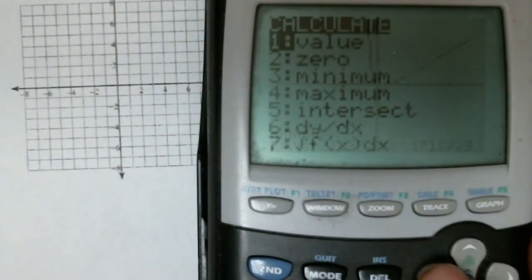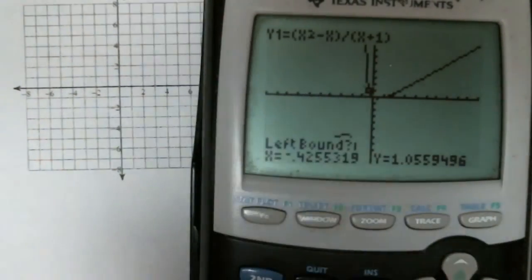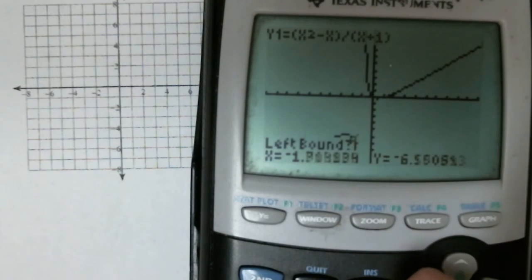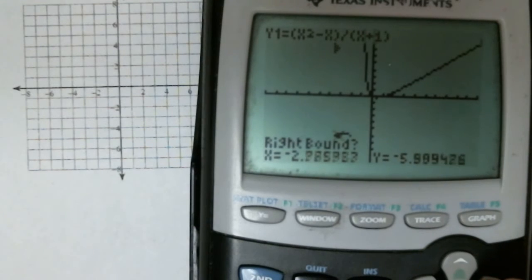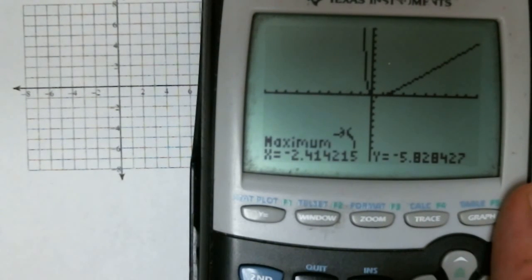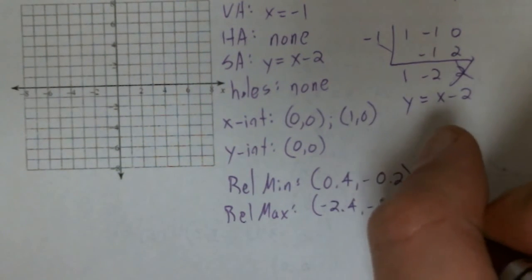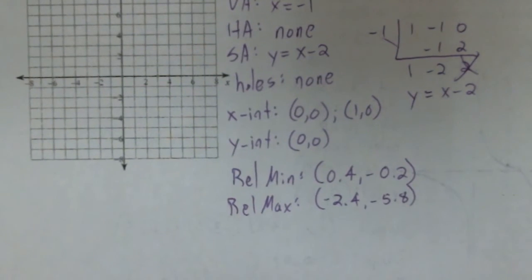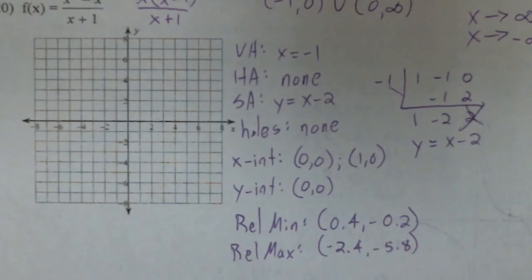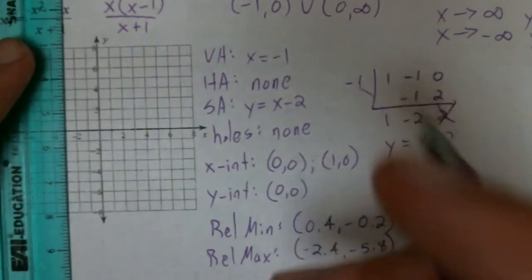Second calc, max. Move Mr. Spidey over to the other spider web, so you have to keep pressing over. There he is, and he'll just jump to the other spider web. That's good. Press enter. Go to the right. That's good. Press enter. Press enter again. There's our relative max: negative 2.4, negative 5.8. Now I've got everything I need to plot my graph. Vertical asymptote at negative 1.